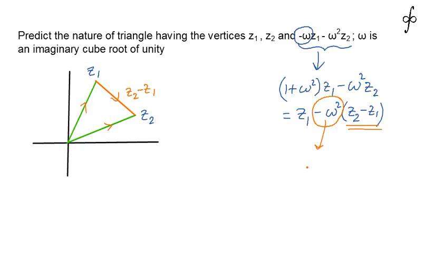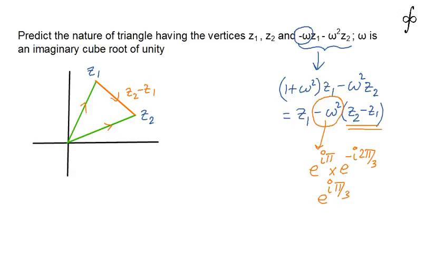The Euler form of minus omega square is e to the power, like minus 1 can be written as e to the power i pi, and omega square can be written as e to the power minus i 2 pi by 3. Minus 1 is e to the power i pi and omega square is e to the power minus i 2 pi by 3, so collectively they give e to the power i pi by 3. So minus omega square is e to the power i pi by 3.